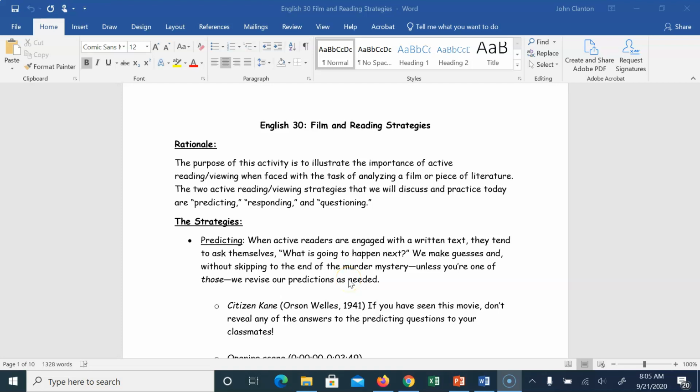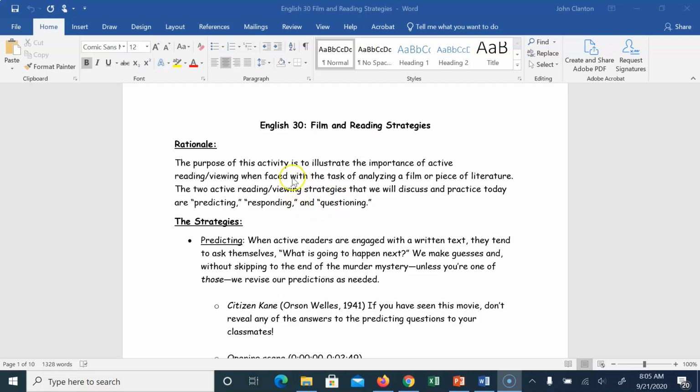Hi class, so as I wrote in the module, this will be a concise lecture. I guess the best way to do it is to have the English 30 film and reading strategies handout. You can print it out, jot things down, or you can just have it open as you watch the film.